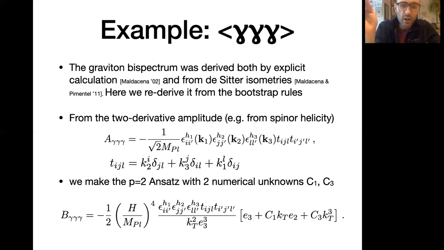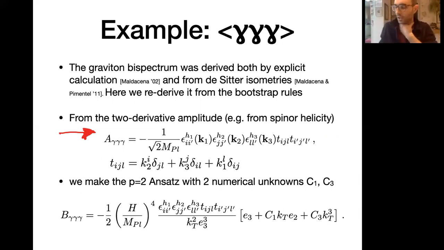The rules are: write down a polarization factor and a trimmed bispectrum, and then ensure that in the limit of kt going to 0, this coincides with the amplitude. So let's write down the amplitude. This is the amplitude. It's a well-known amplitude for 3 gravitons in flat space. It's very easy to write it down in terms of spinor helicity variables if you're familiar with that. If you're not, it doesn't matter. So I'm not even going to bother.